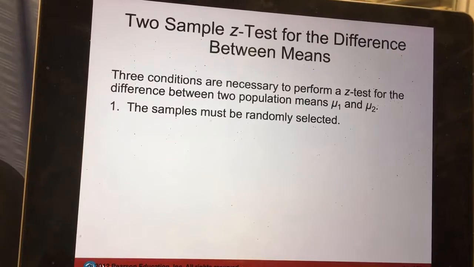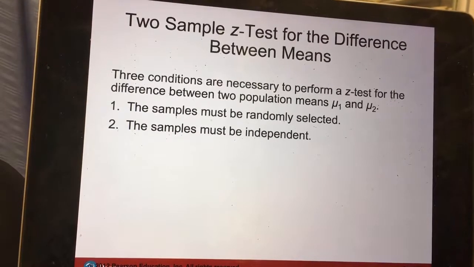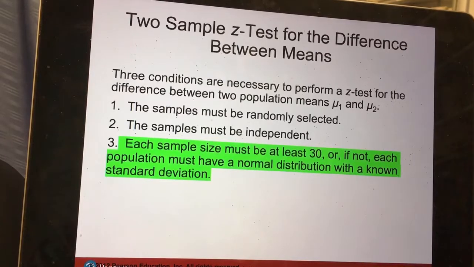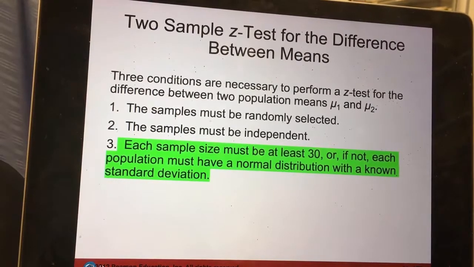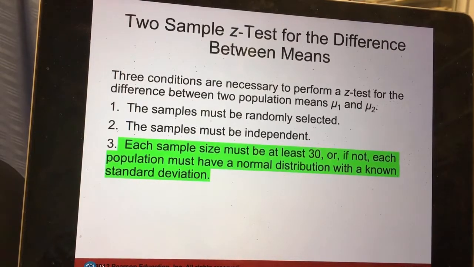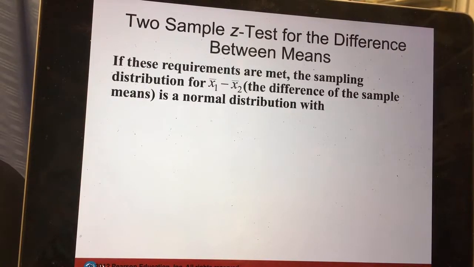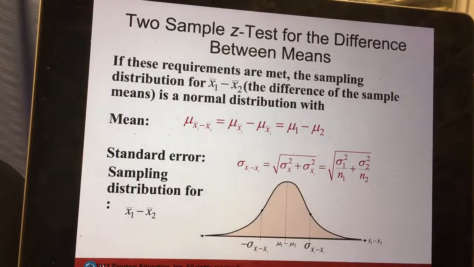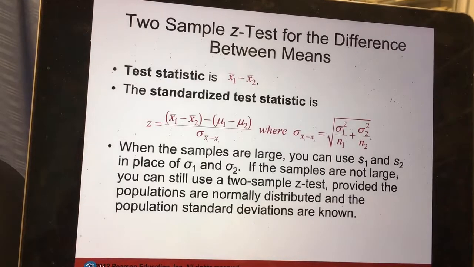Number 1, the samples must be randomly selected, which is our normal. Samples must be independent. Each sample must be at least 30, or if not, each population must have a normal distribution with a known standard deviation. The known standard deviation is really key because that's going to automatically tell you that you can use the z-test. If these requirements are met, the sampling distribution for the difference between the sample means is a normal distribution. And there's the standard error, there's the sampling distribution, and all of that cool stuff.